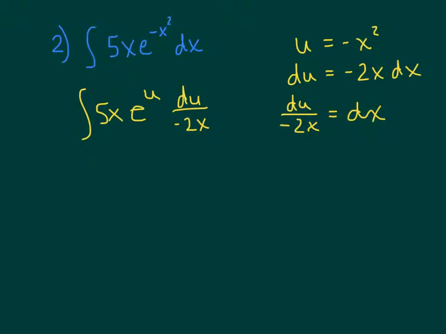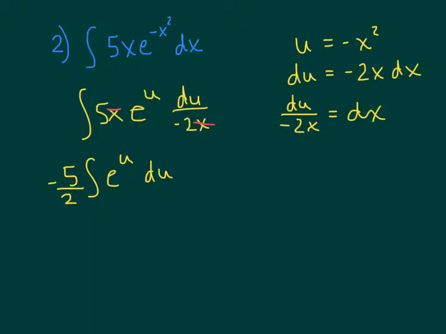And if you look at this, I am going to be able to cancel out my x's here because I have one in the top and one in the denominator. Therefore, this can be rewritten as the integral of, I'm going to pull the 5 out front, e to the u. Actually, I can pull the negative 5 halves out front. Okay, so negative 5 halves, integral of e to the u, du.